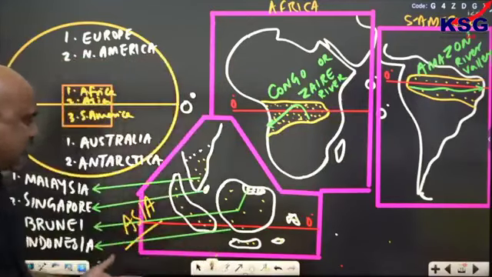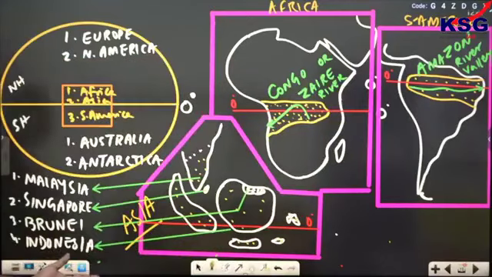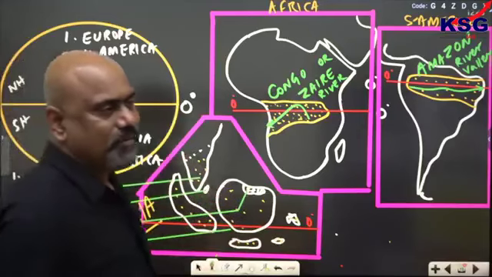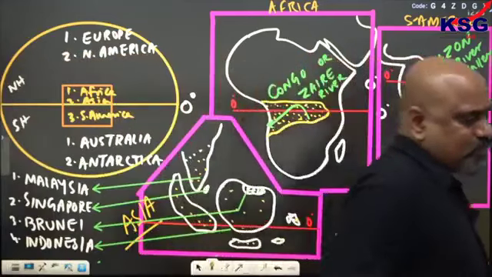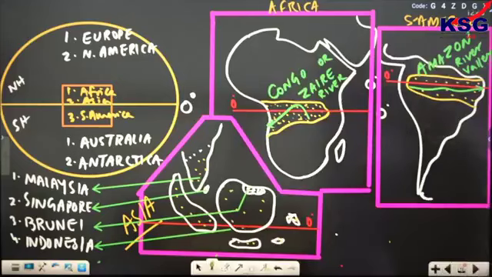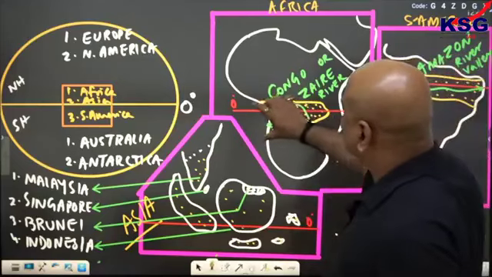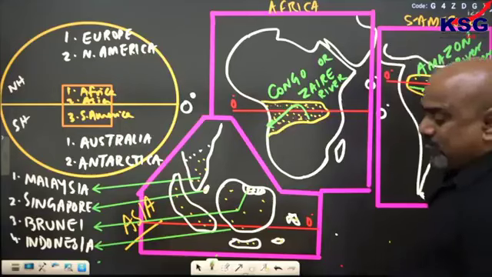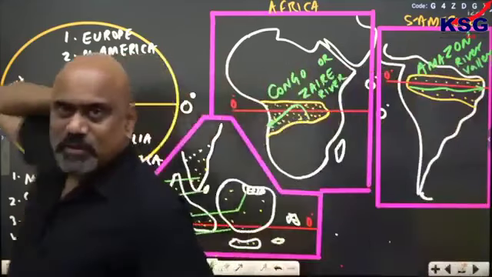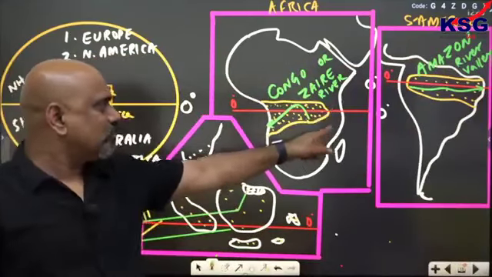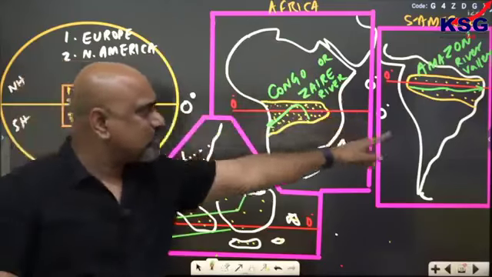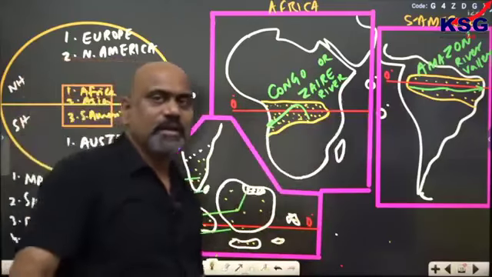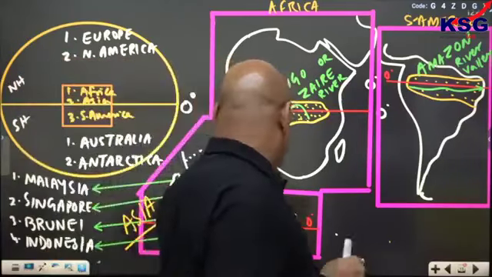In Southeast Asia, in Asia, it is Malaysia, Singapore, Brunei, Indonesia, these regions you have. Please draw this. Now, I said that it is between 5 to 10 degree north and south here. But you see, it is absent in this eastern part of Africa and western part of South America. The causes for this one is what?